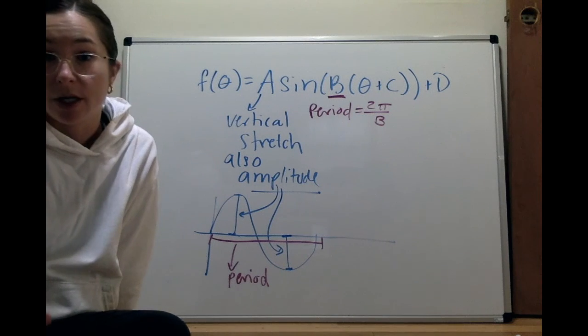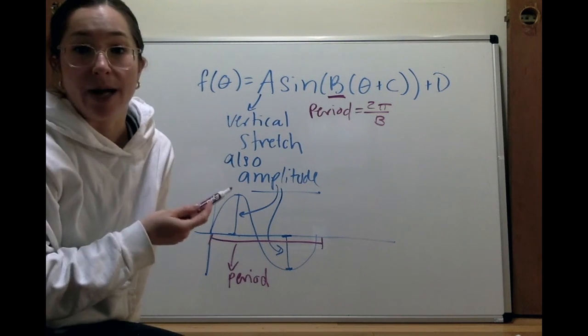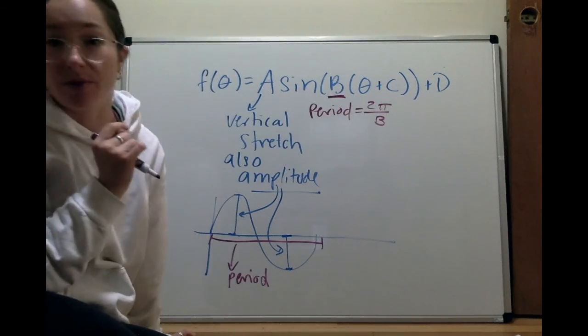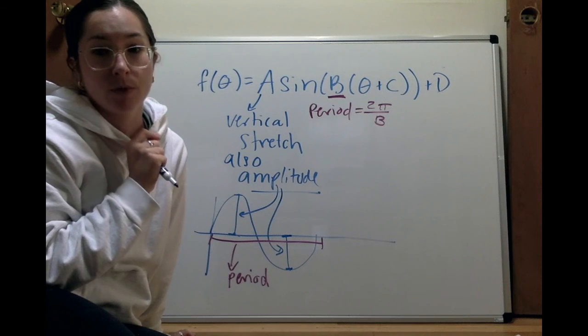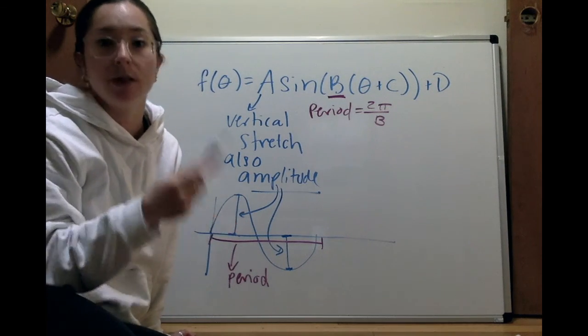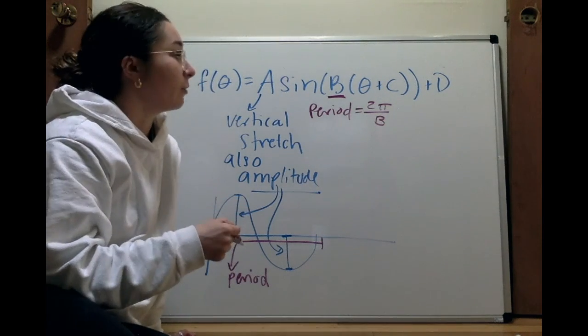Because our normal period is 2 pi, but if there's a change, the B is going to impact it in the inverse way because it's on the inside of the parentheses. It's attached to the theta. So the same way when we did transformations of functions, everything attached to the x did the opposite. Same thing here. So the period of our sinusoid is 2 pi over B.